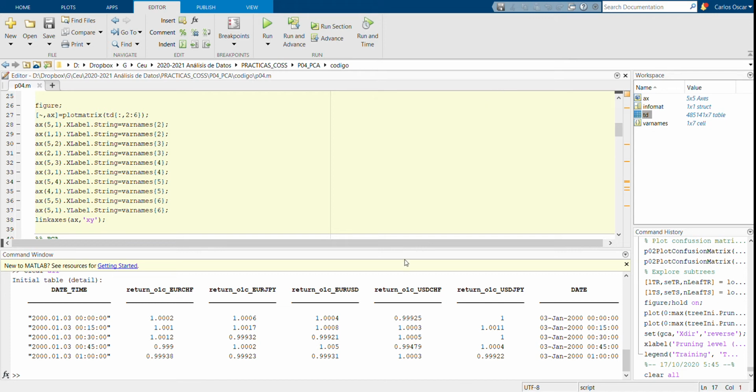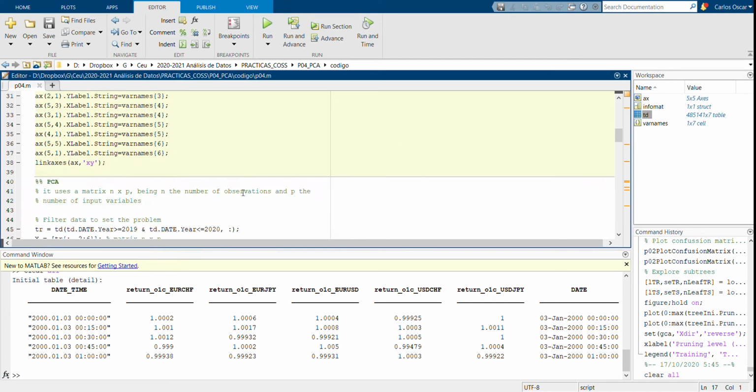For instance, some of them are very clear. The euro-dollar relationship is very much related to the dollar Swiss franc. The larger the US dollar Swiss franc, the smaller will be the euro dollar. Okay, so this is how the data looks like.